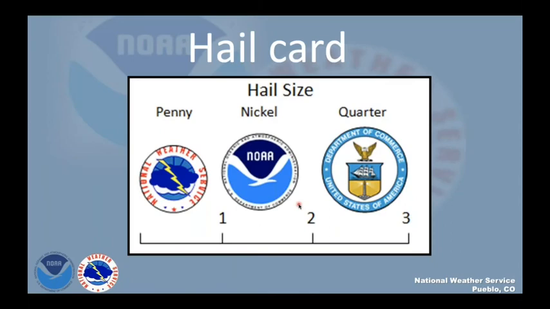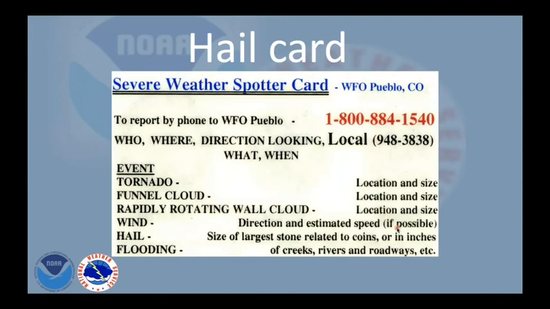This is a hail card that you're going to be able to access after this. I have one on me right now. I always have one on me just because it's nice to have. This is roughly the size, in person, when you print it off. This will be the size of a penny, nickel, and a quarter, and then also 1-inch, 2-inch, and 3-inch in diameter. On the back, you've got what to report and the number. This is important. Call this number right here.